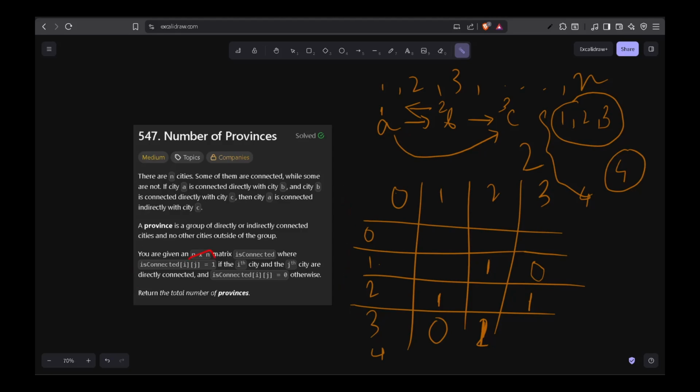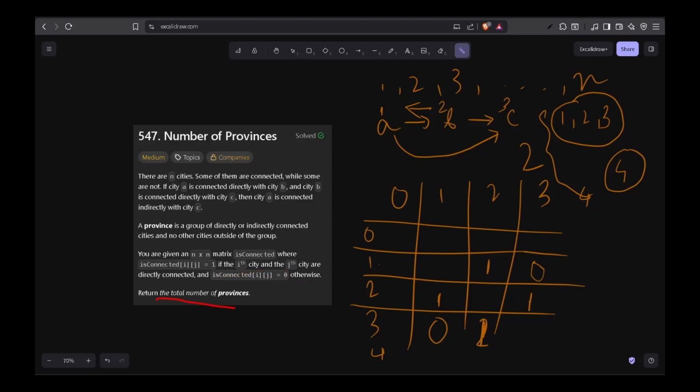We are given an n cross n matrix and its name is isConnected, where isConnected[i][j] equal to 1, like here. Those will be 1 where the ith and jth city are directly connected, not indirectly, right? So that's what I said, that 1 and 3 are not connected directly, right? They are connected indirectly. So that's why the cell of the matrix representing 1 comma 3 is a 0, not a 1. Even though it's a 0, they are connected indirectly and they will be within the same province, right? And isConnected equals 0 otherwise, right?